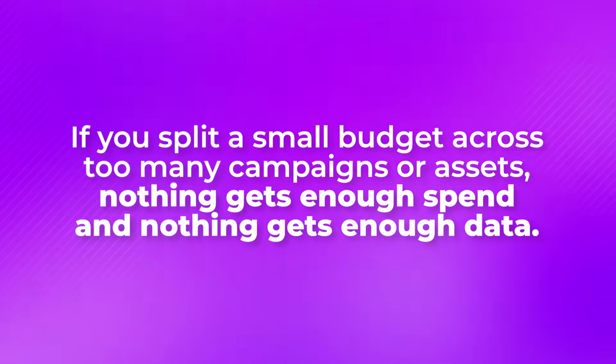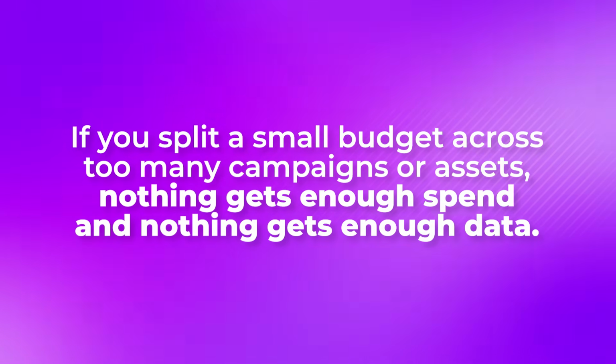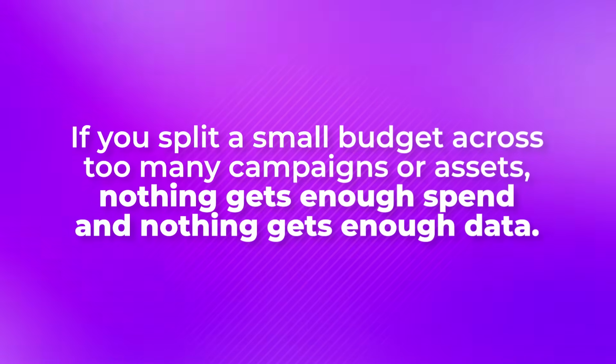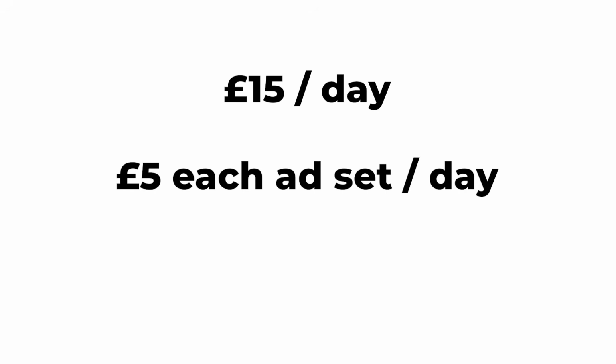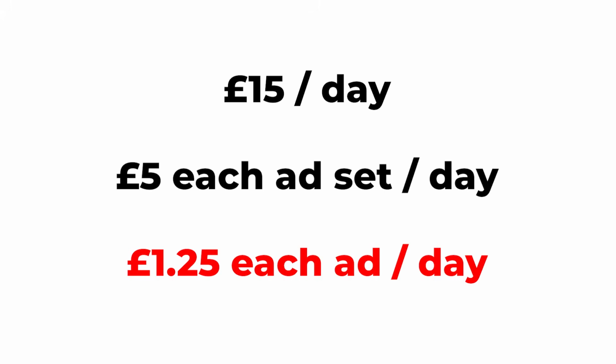If you split a small budget across too many campaigns or ad sets, nothing gets enough spend and nothing gets enough data. So let's say you're spending £15 a day. If you split that across 3 ad sets, each one only gets £5 a day maximum. Then within each ad set, you might have 3 or 4 ads. Now each ad is barely getting any spend at all. After a few days, you look at the account and you try to work out what's working, but the reality is you don't really know.